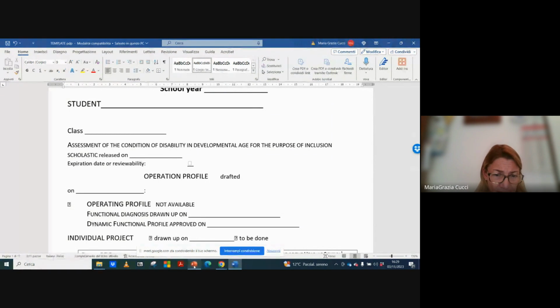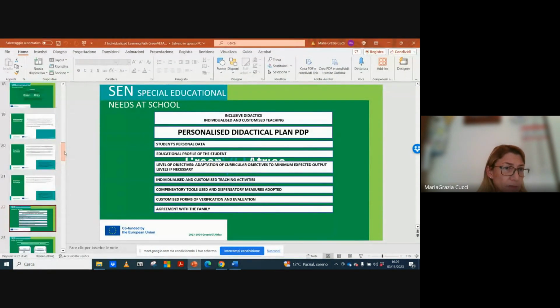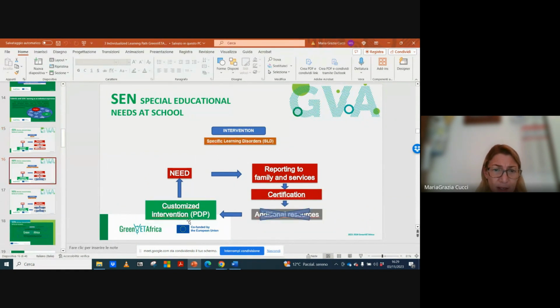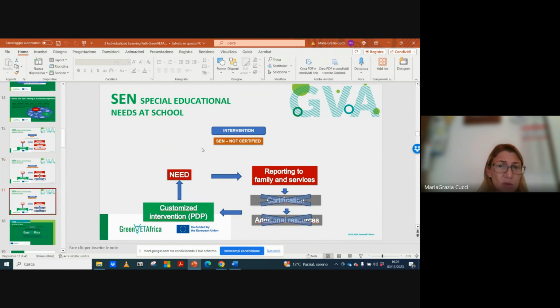I remind you that in any case you have the customized intervention, and in particular the PDP, which is the one that we are seeing, is for specific learning disorders and also for special educational needs, not certified. So it is not necessary that the person has a certification, but if he has one, we have to report it.